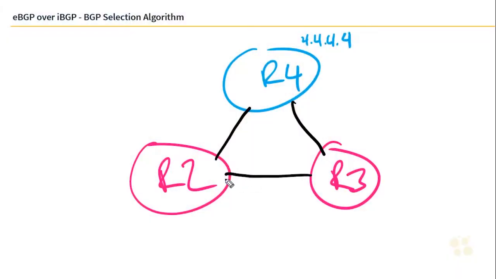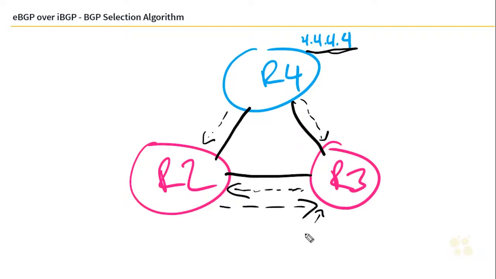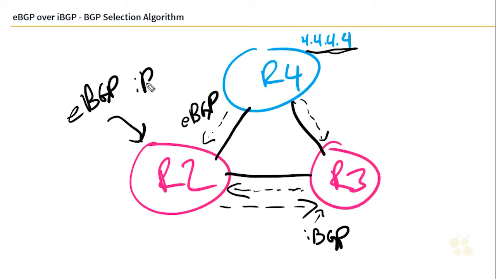To refresh your memory one more time, we have R2 and R3 who each have eBGP connections up to R4. They then have an iBGP connection to each other. So when R4 advertises its loopback address 4.4.4.4, it'll advertise it down to R3 as well as to R2. But then R3 is going to advertise this over to R2 as well, and vice versa. So R2 will learn about 4.4.4.4 from R3, an iBGP relationship, as well as from R4, the eBGP relationship. And the selection algorithm here says eBGP always wins over iBGP.